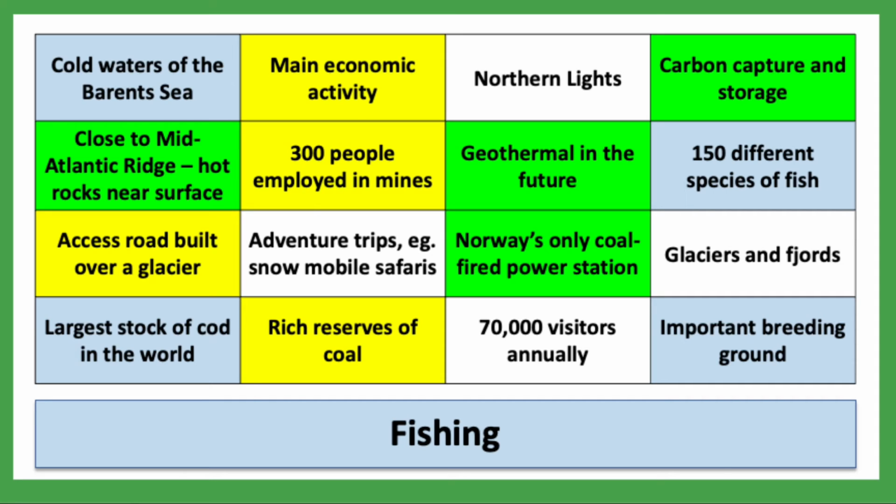Now we are left over with 4 boxes. We've got the Northern Lights, we've got glaciers and fjords, we've got 70,000 visitors annually, and adventure trips, e.g. snowmobile safaris. What is the link? What is the one thing that is linking these 4 remaining boxes together? Just going to give you a moment.